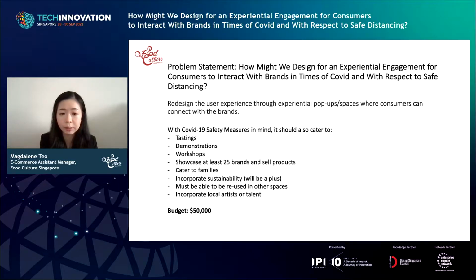Incorporating sustainability would be a plus. We also hope to cater to families, so families can come and visit the pop-up and have a good time. We also hope to be able to reuse this pop-up idea in other spaces as well, so it should be versatile to some extent. Where possible, we hope to incorporate local artists or talents, for example, in marketing efforts. And our budget is roughly about $50,000.